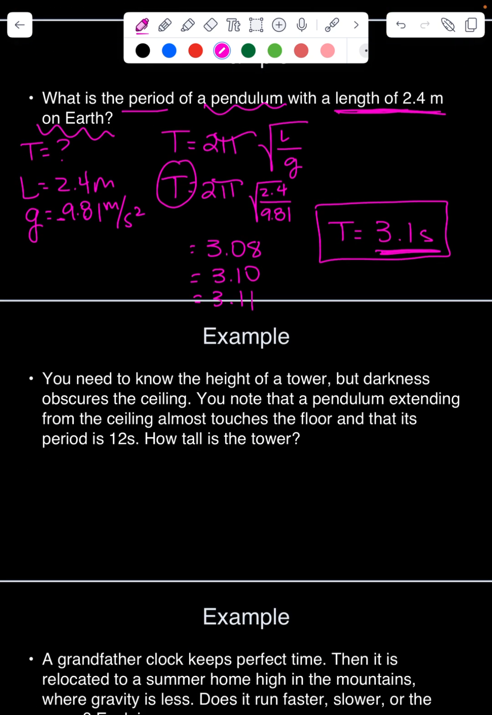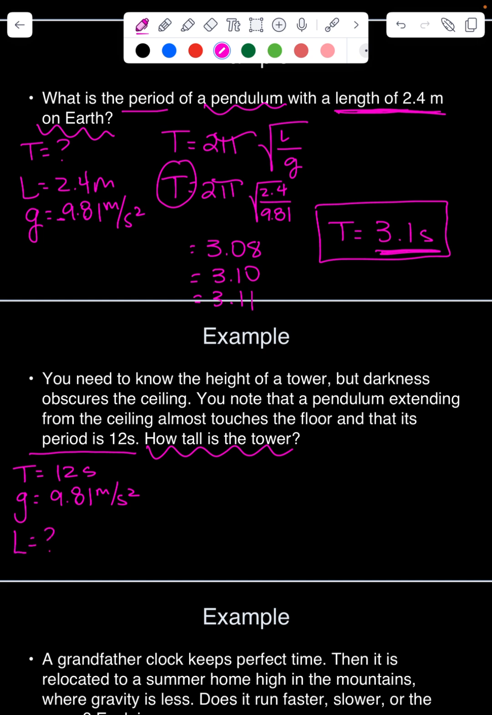All right, so in this next example, you need to know the height of a tower, but darkness obscures the ceiling. You note that a pendulum extending from the ceiling almost touches the floor, and you calculate that it has a period of about 12 seconds. I want to know, how tall is the tower? We are given our period of 12 seconds. We know that we are on Earth, so our acceleration due to gravity is 9.81 meters per second squared. We are actually trying to figure out the height of the tower by figuring out the length of the pendulum.